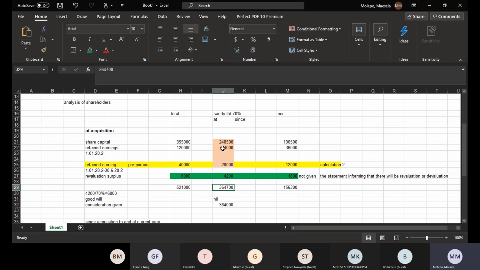So that excess, because when we add our 248,500 plus 84,000 plus our 28,000, they give us the value of 360. So our assets and the liabilities are sitting at 360. However, our purchase price is sitting at 364,700. So our purchase price is higher than our fair value of assets and liabilities.